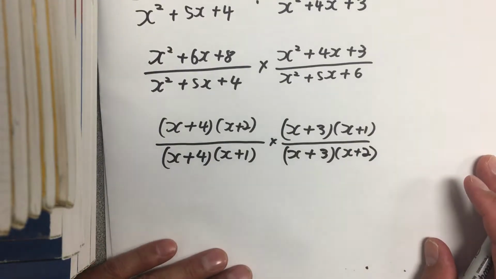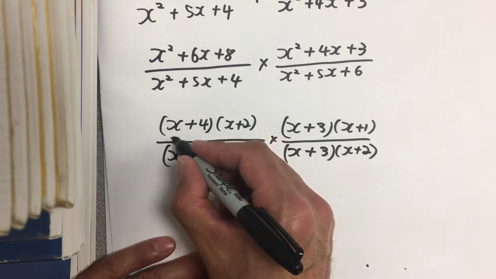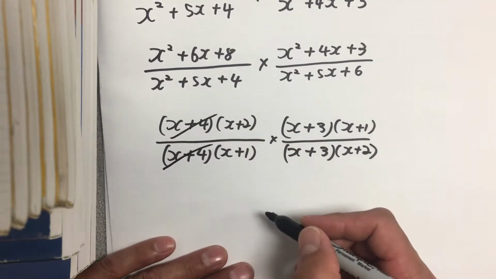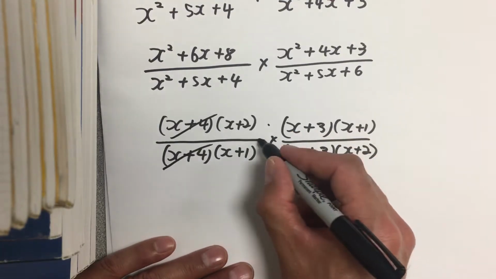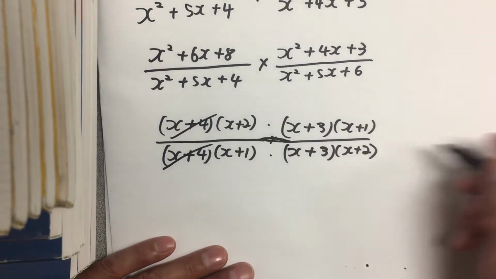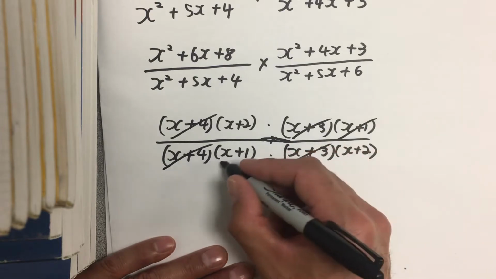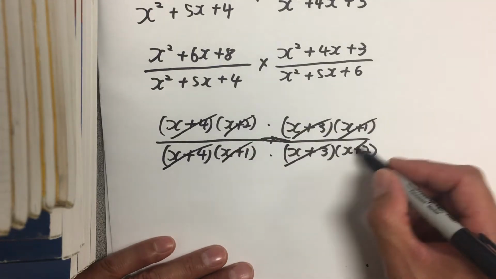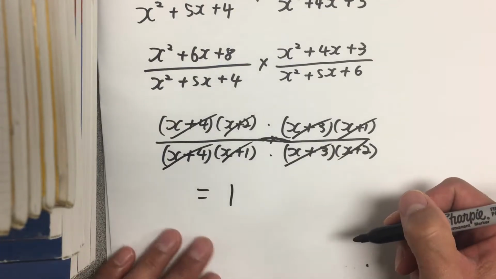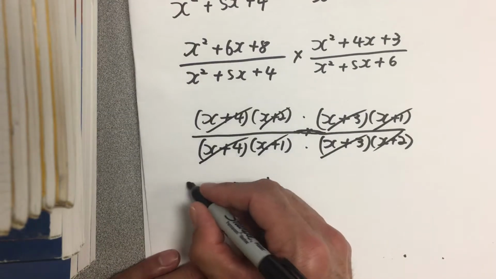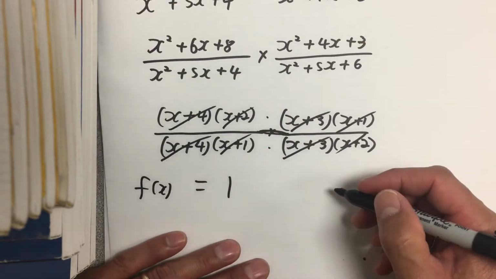And as you can clearly see, we will have things to cancel here. So I'm going to go ahead and cancel the x plus 4 times x plus 4. This is being multiplied, so really we're multiplying the tops and the bottoms together. We could draw it all over a single line. I'm going to cancel the x plus 3's, the x plus 1's, and the x plus 2's, bringing this whole thing down to 1. Now, given the interpretation that this is a function, we should also state our restrictions.